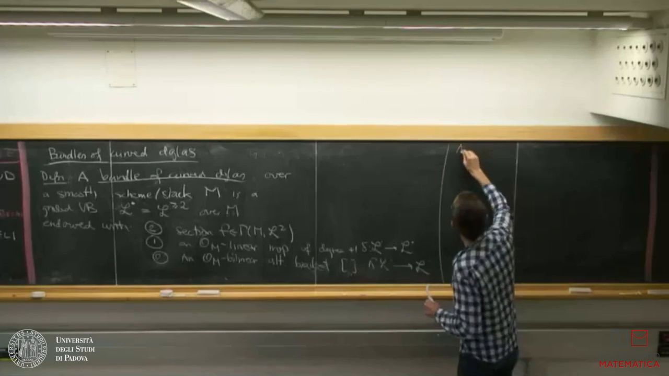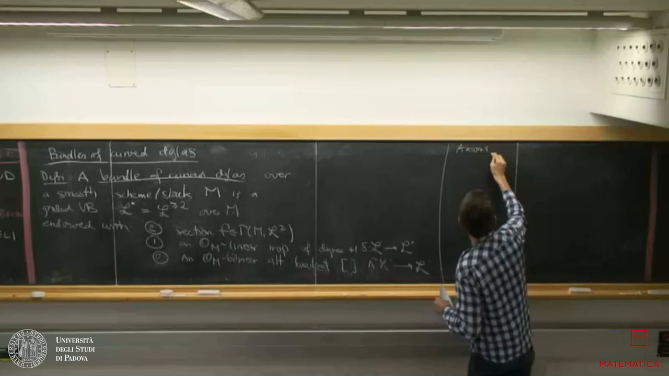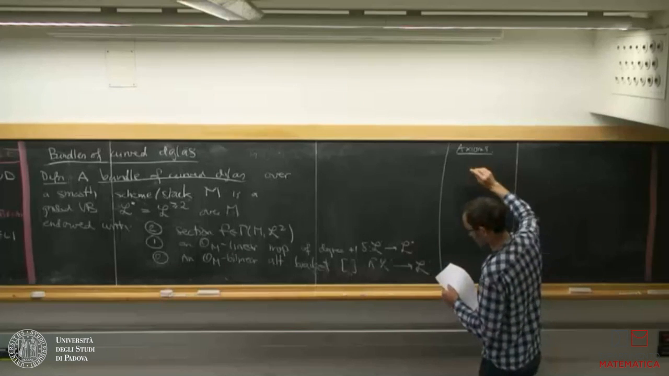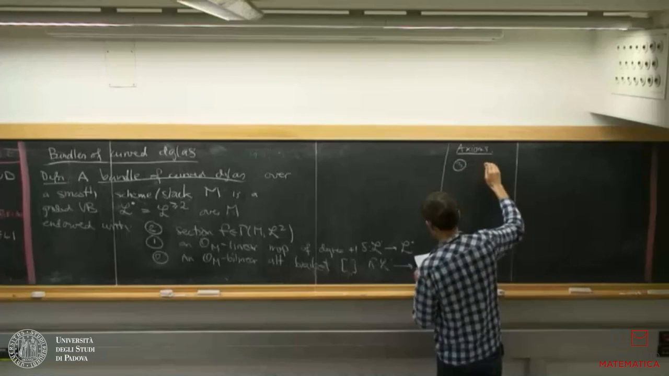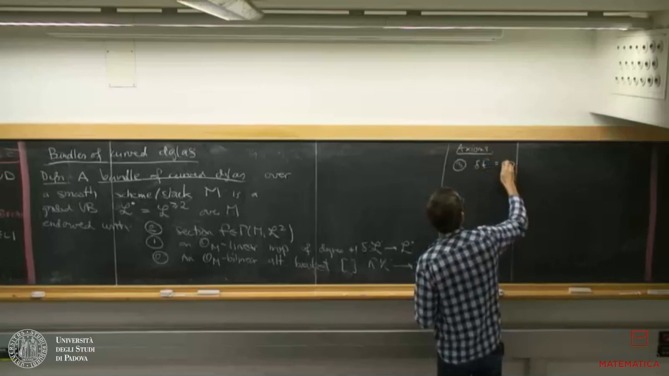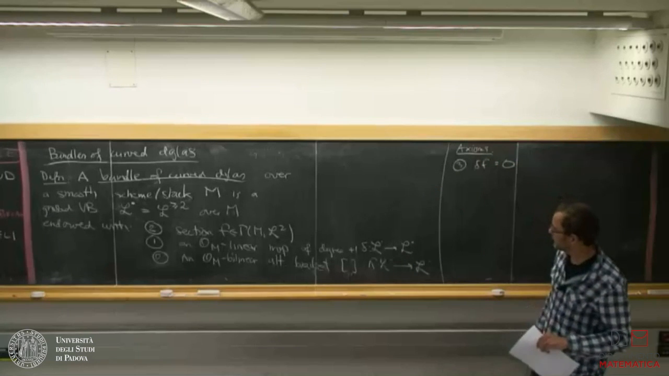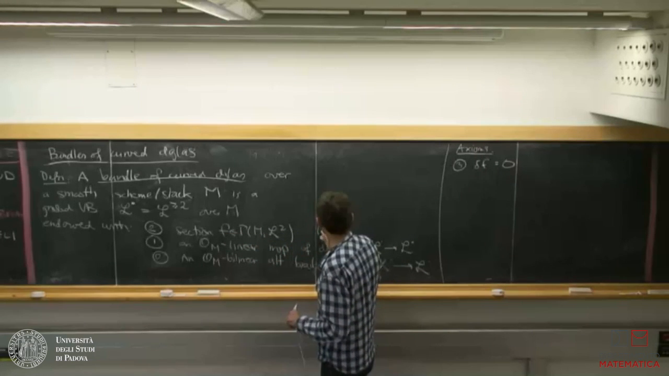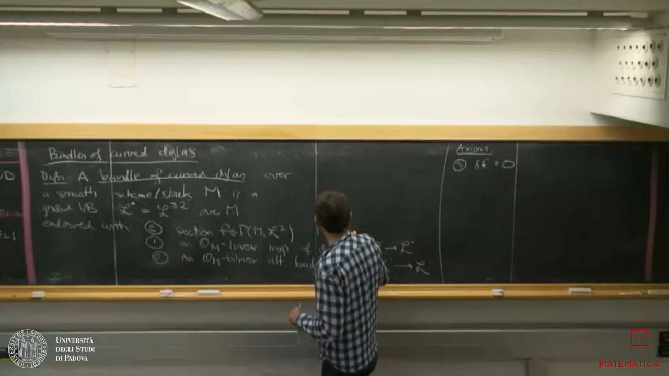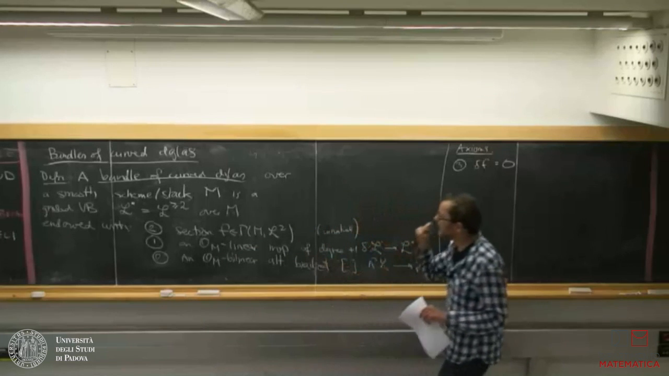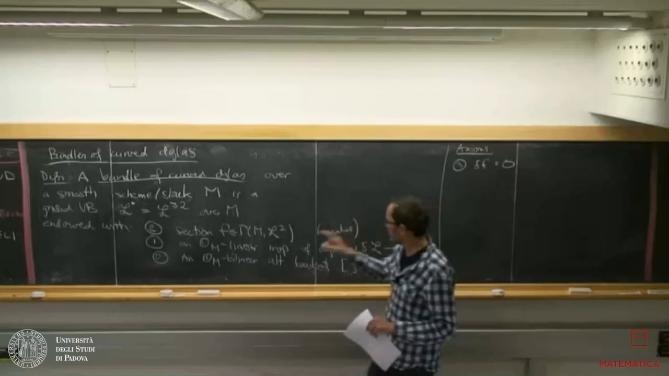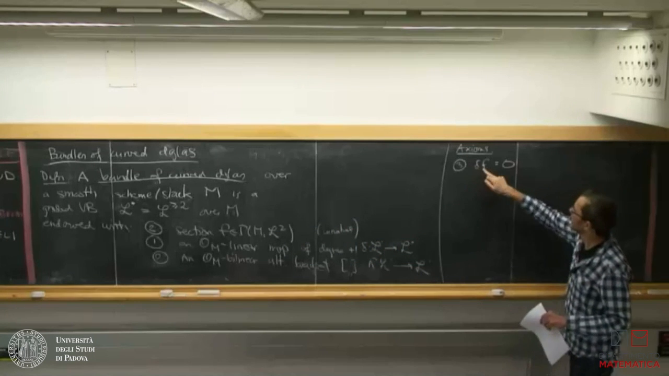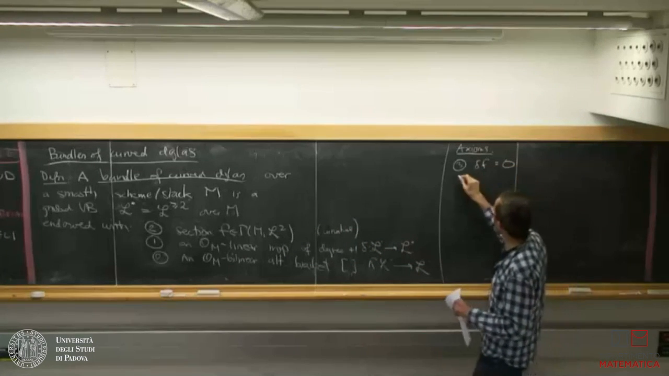And then the following axioms have to be satisfied. So this is F. This is, by the way, called the curvature of the curved DGLA. This F is a section of L2. I can apply delta to it, I get a section of L3, and as such, a section of that vector bundle. This should vanish.